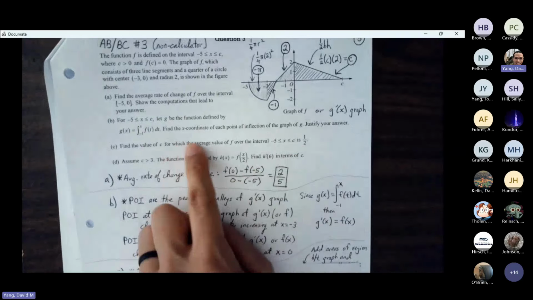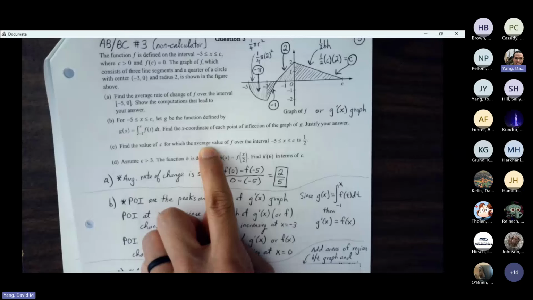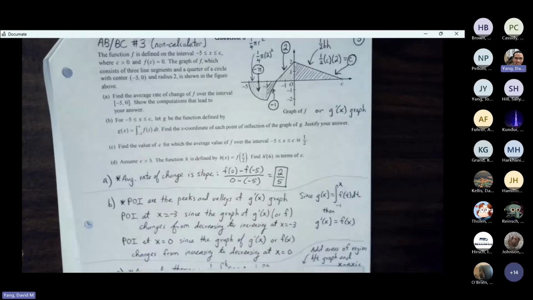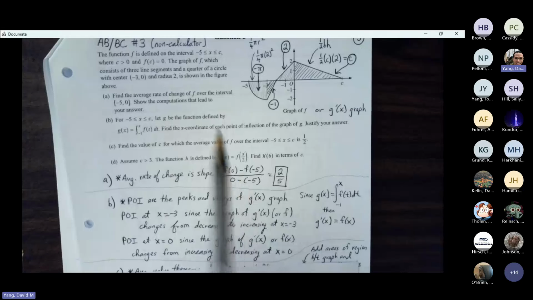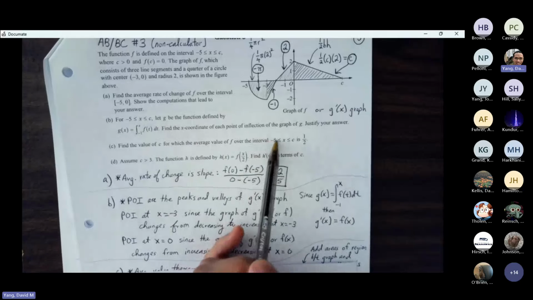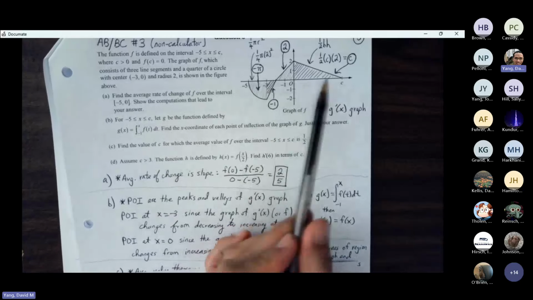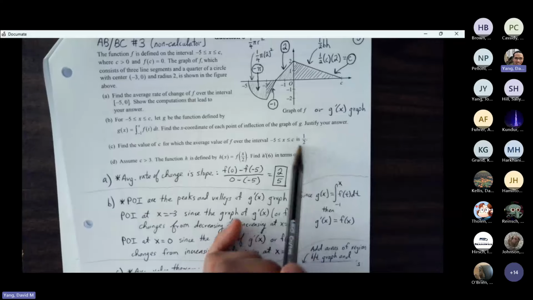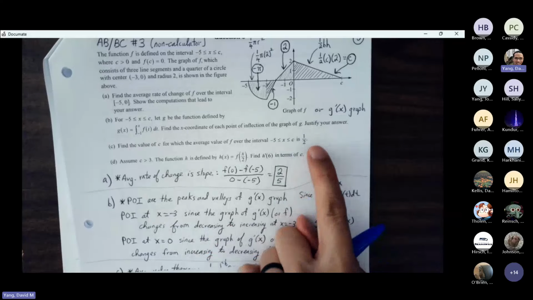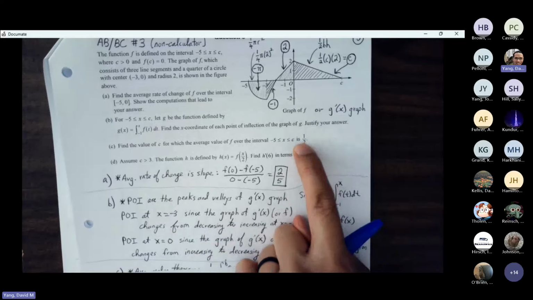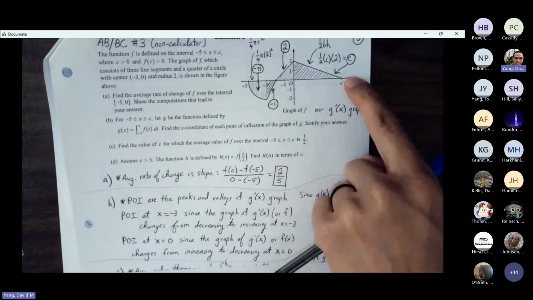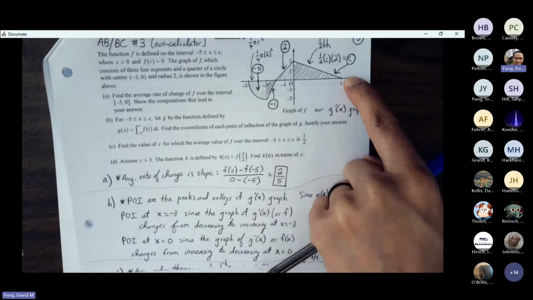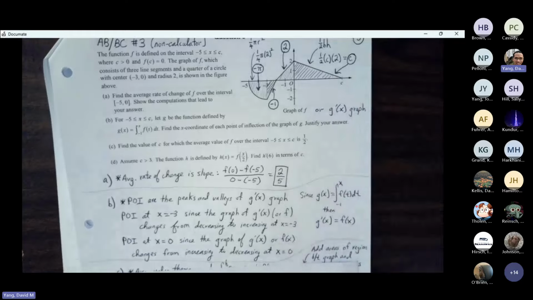Part C, find the value c for which the average value of f over the interval is 1/2. So this one is working our average value theorem a little differently, because usually with average value theorem, we know what the endpoints are, and we plug in, and we're actually finding out what the average value is. Here it's a little different because we do know what the average value is, but we don't know what the end bound is. So we have to work backwards and figure out what that c value is.